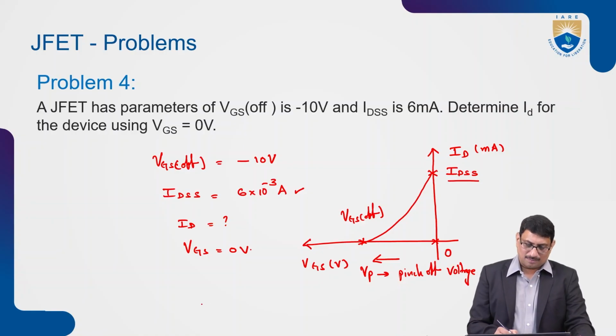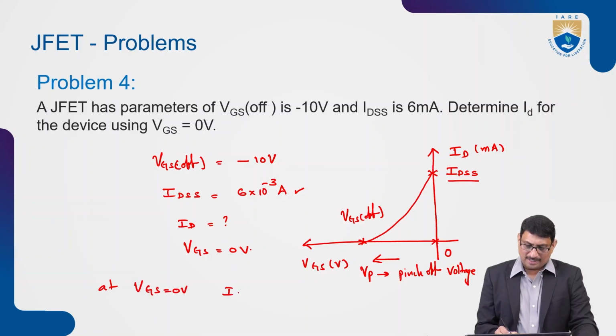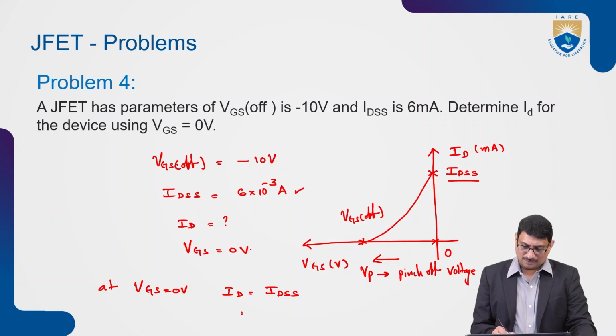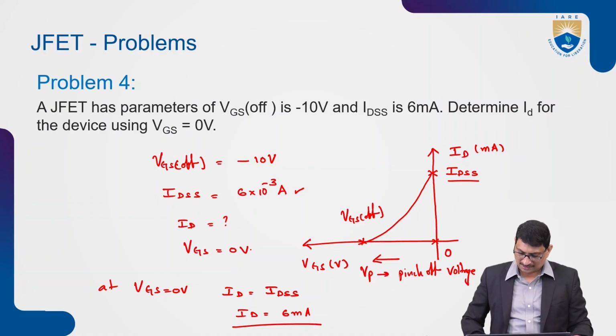So this problem is asking for the drain current at VGS equal to 0 volts. It means the maximum drain source saturation current. Therefore, at VGS equal to 0 volts, ID will attain its maximum value of IDSS. Therefore, the answer for this problem is 6 milliamperes at VGS equal to 0 volts. Right? Let's move on to the next problem.